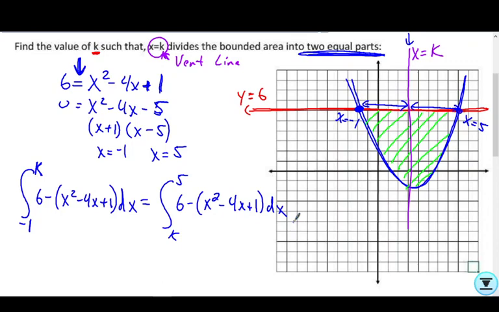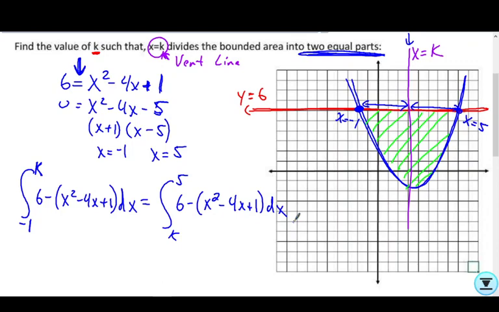And that total area from -1 to 5 is the whole area. So there are a couple of ways you could do this. If you wanted to, you could find the total area and put those two on the same side and set it equal to the total area, which makes it more complicated.